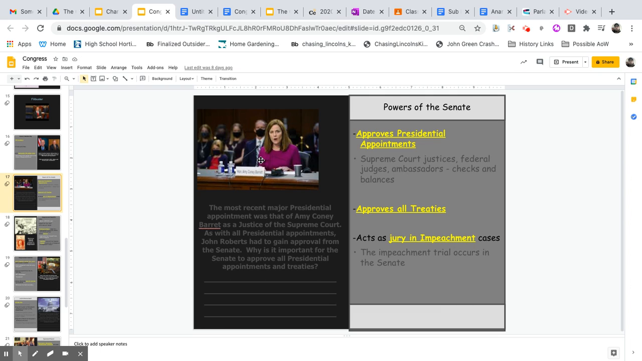And like we've mentioned, they are the jury in the impeachment trial. So the House decides whether or not to impeach the president, and then the trial is conducted in the Senate with the senators as the jury. So senators vote on whether or not they think the president is guilty of whatever crimes he's been charged with. High crimes and misdemeanors is pretty much the only guidance the Constitution gives you on grounds for impeachment.